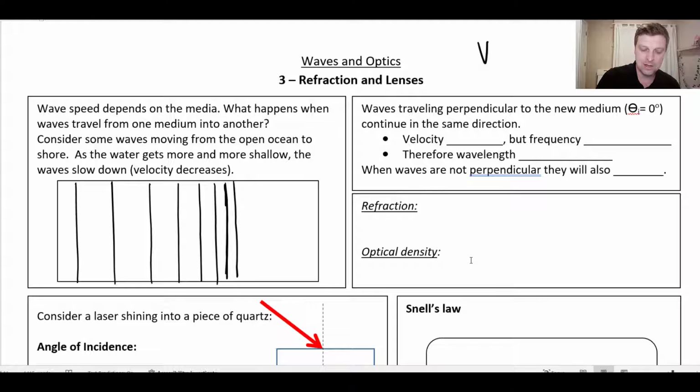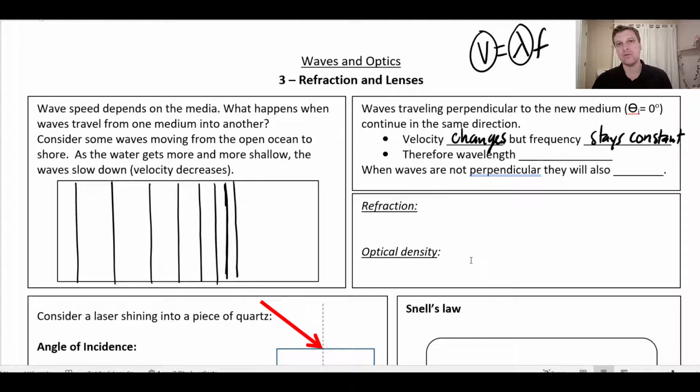So we know that v = λf. And since the medium changes, the speed changes. And then the other thing that changes in response to that is the wavelength. So the velocity changes, but the frequency stays constant. And that's important, okay? The wave still has the same frequency, and we're going to learn later that the frequency of the wave is related to the energy. So the energy isn't lost by the wave because it has the same frequency, but the wavelengths change as a result.